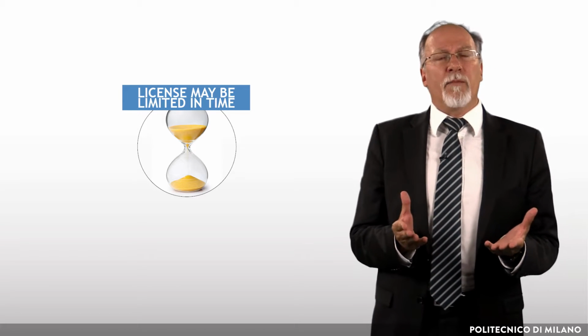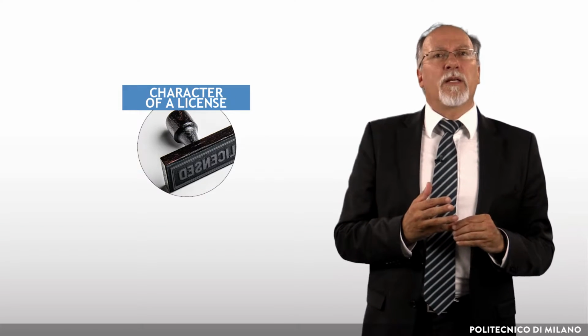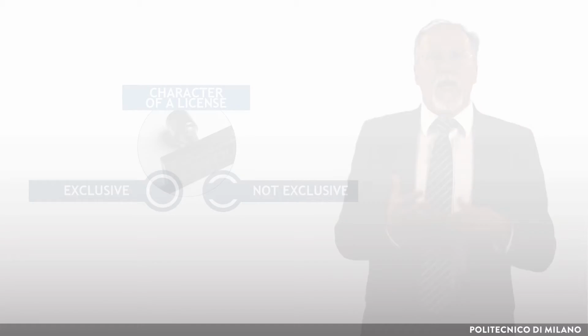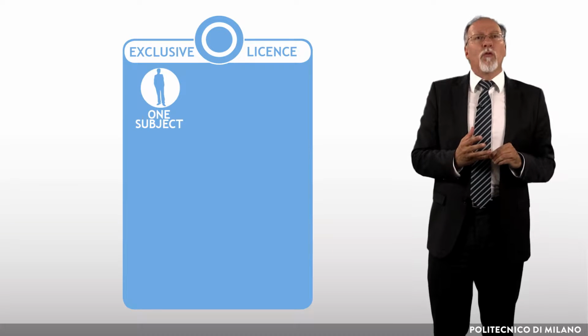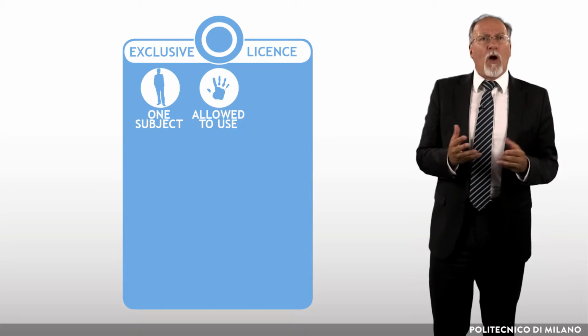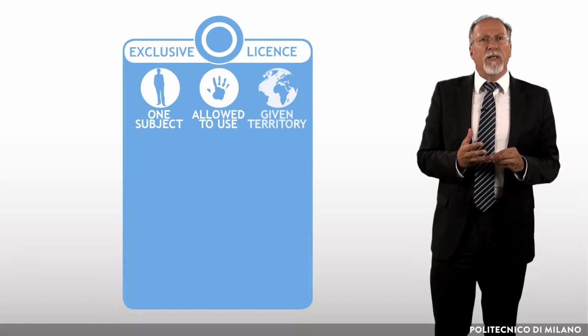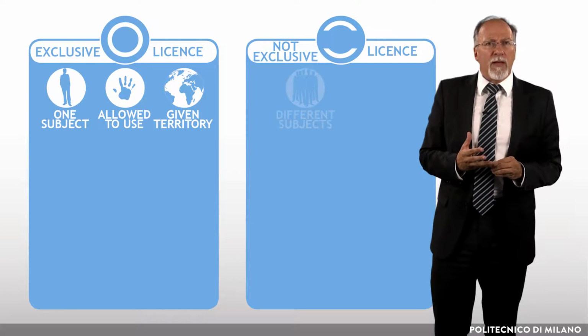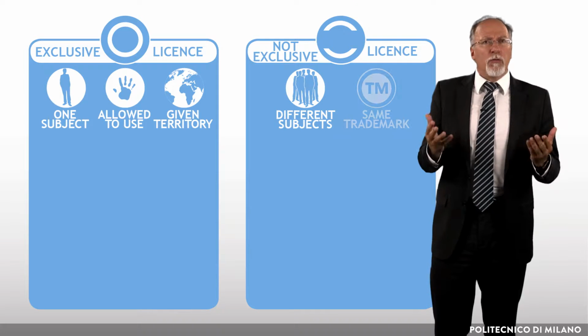A second element is that the license may be limited in time. A third element is related to the character of a license, which may be exclusive or not exclusive. An exclusive license is granted to only one subject, who will be the only one allowed to use the trademark in a given territory. If the license is not exclusive, it may be granted to different subjects, all using the same trademark.